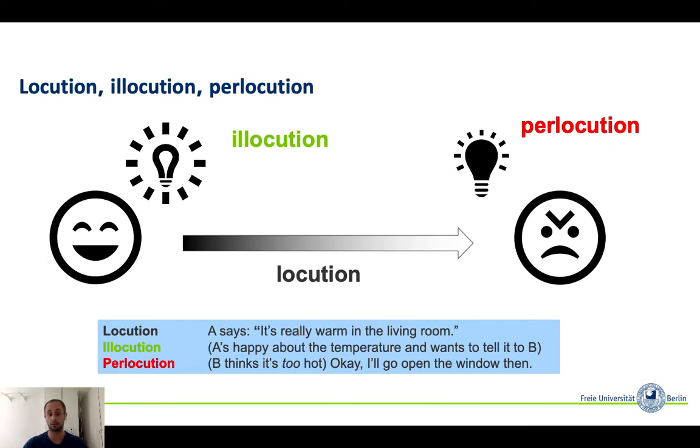In an ideal scenario, the illocution and perlocution will be the same, right? So that way, we either convey the same message that we intended to convey, or our interlocutor, the hearer, does the action that we wanted them to do. But this does not necessarily have to be the case.